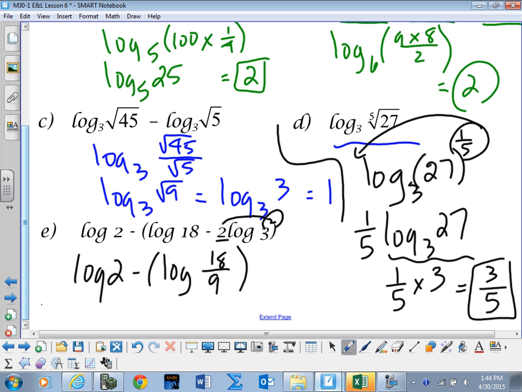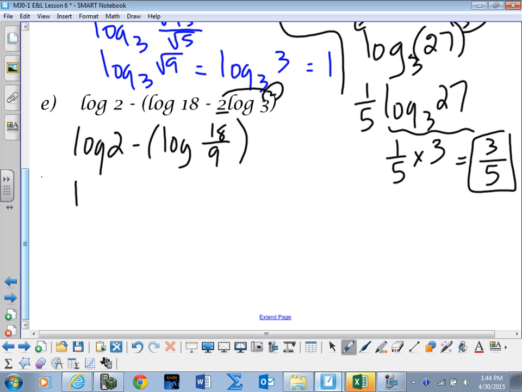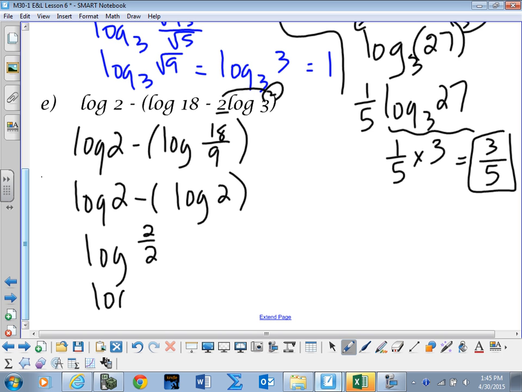So now I have this, log 18 over 9. I have no subscript. This is base 10. So I'm going to do this, log base 2. Sorry, it's log base 10. Now I'm subtracting, so it's 2 over 2. Log base 10 of 1. 10 to the power of what equals 1? 10 to the power of 0.